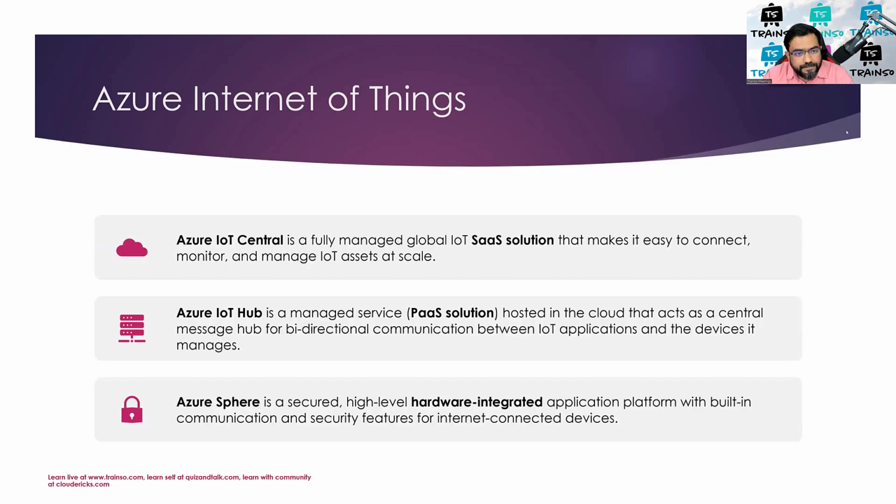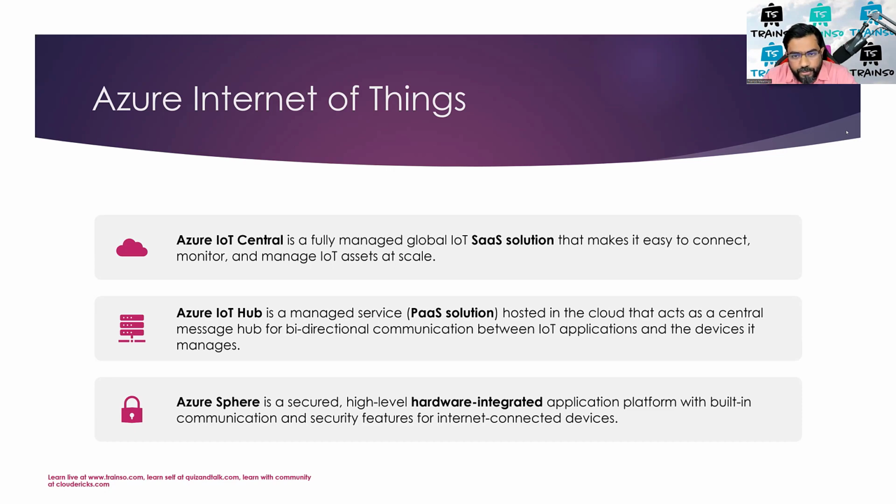Under Internet of Things, we have three services or three solutions. Azure IoT Central is a fully managed global IoT SaaS solution that makes it easy to connect, monitor, and manage IoT assets at scale. Azure IoT Hub is a managed service, which is a PaaS solution hosted in the cloud that acts as a central message hub for bidirectional communication between IoT applications and the devices it manages. And finally, Azure Sphere is a secured, high-level, hardware-integrated application platform with built-in communication and security features for internet-connected devices. So you can have things at the device side.